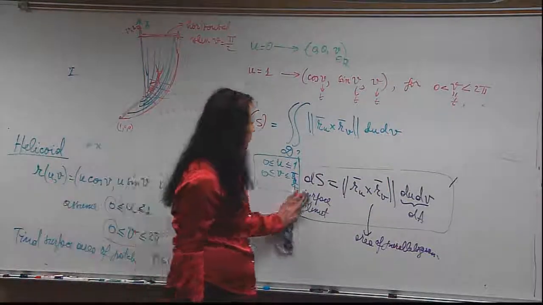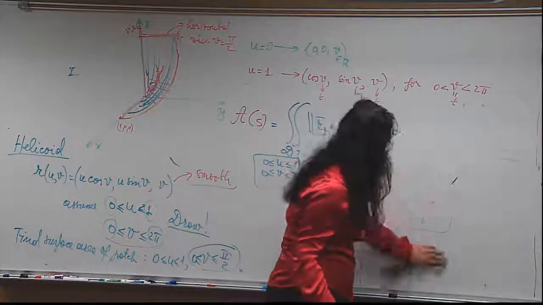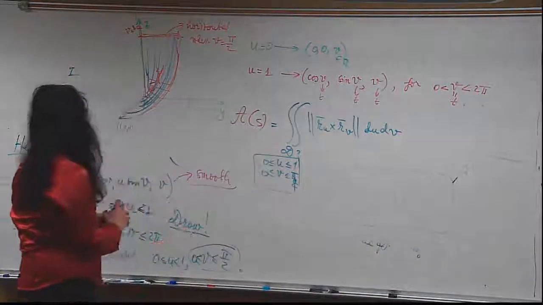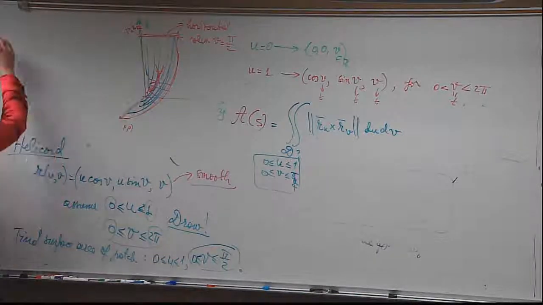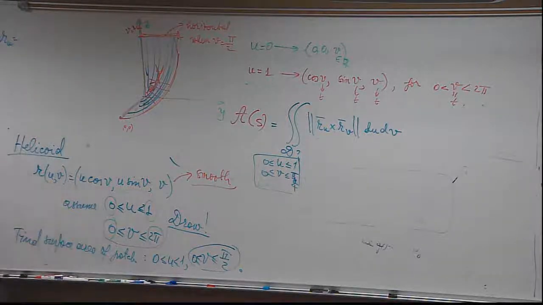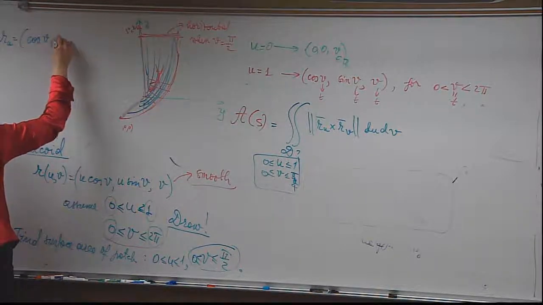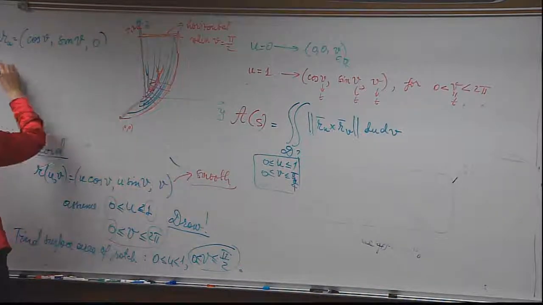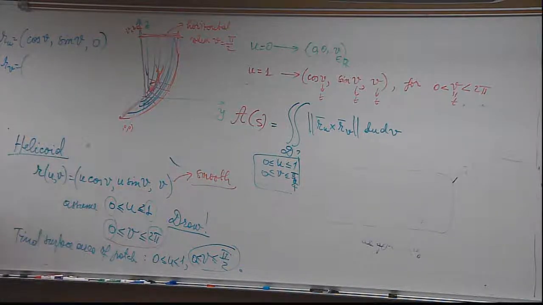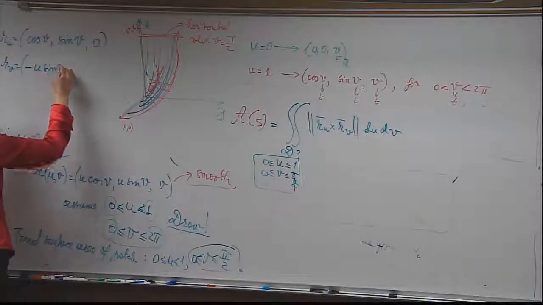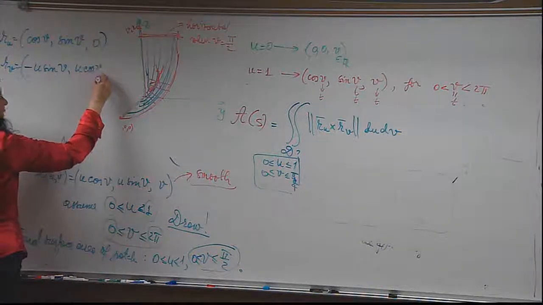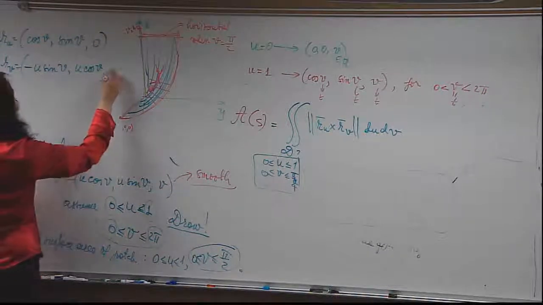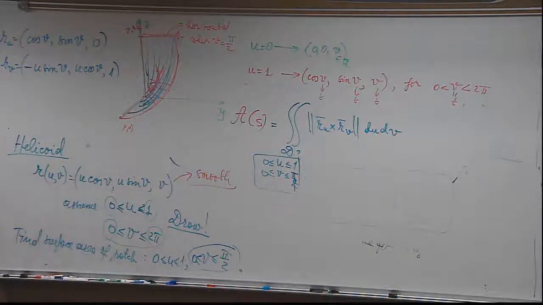You need to help me though, because I don't know what I'm going to do. So, who starts? R sub u is? I'm not doing anything without you, I swear. Okay? Cosine v, sine v, 0. R sub v equals? Negative u sine v. Very good. u cosine v. And 1.